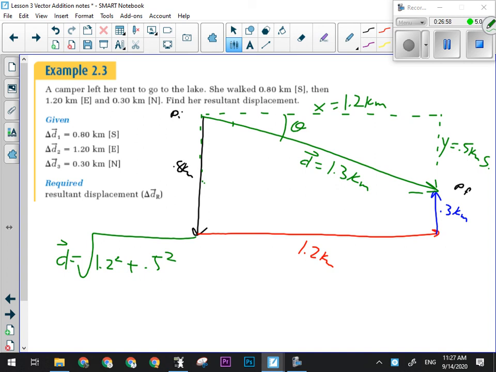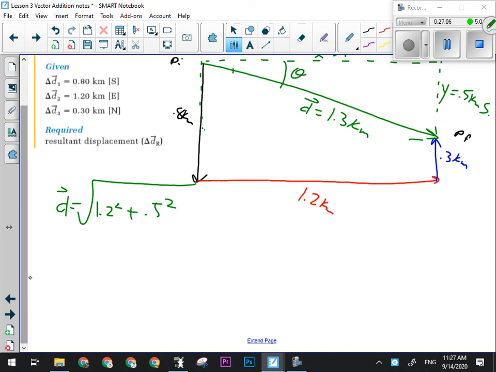But I also need to know what direction she would have to walk, so I want to find theta. I know the opposite side and the adjacent side. I now also know the hypotenuse. I could use that if I wanted, but as I said before, I like to use the numbers I was given. So I'm going to say that theta equals tan to the minus 1 of the opposite side, which is 0.5, divided by the adjacent side, which is 1.2.